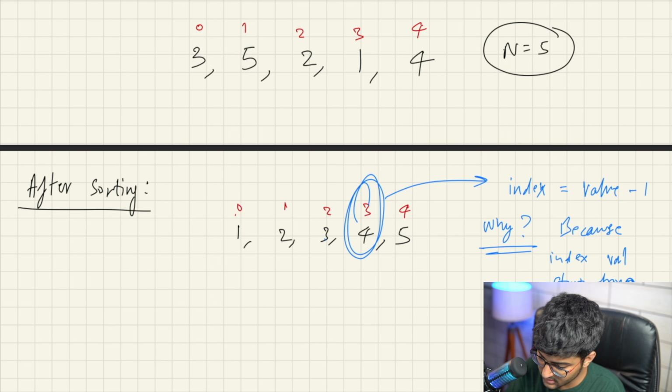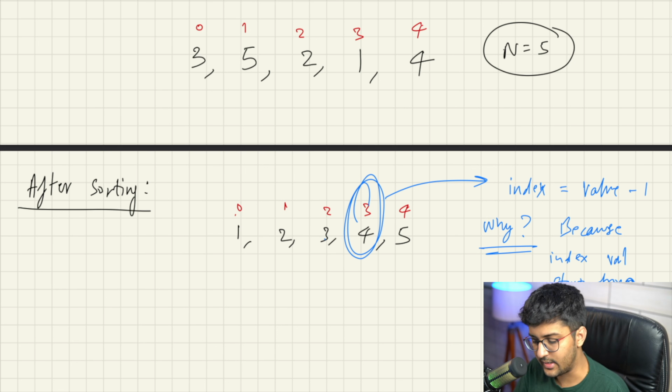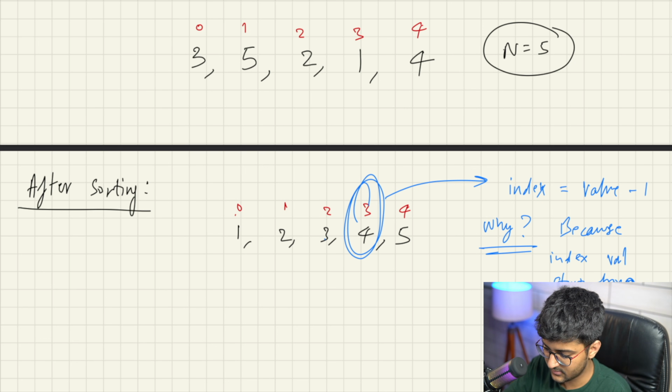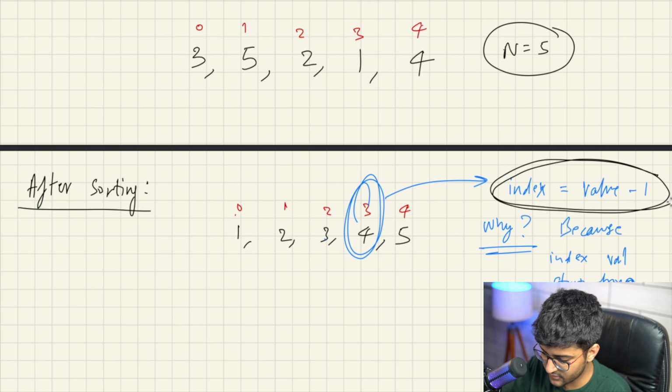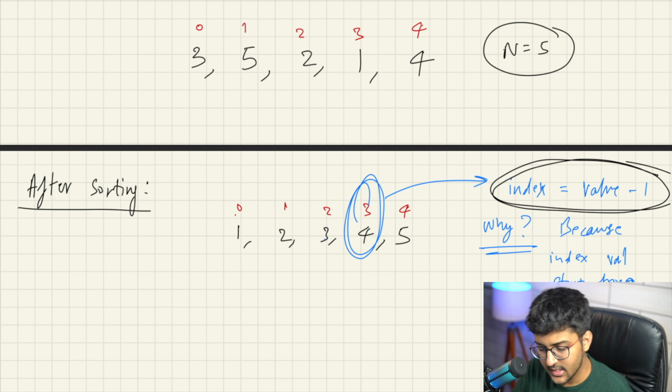Okay. Now the question is, how do we sort this? It's a good question. The point to be noted is this thing. This is a very important point. Using this, we will sort this particular array. In just one single pass, I have to sort.